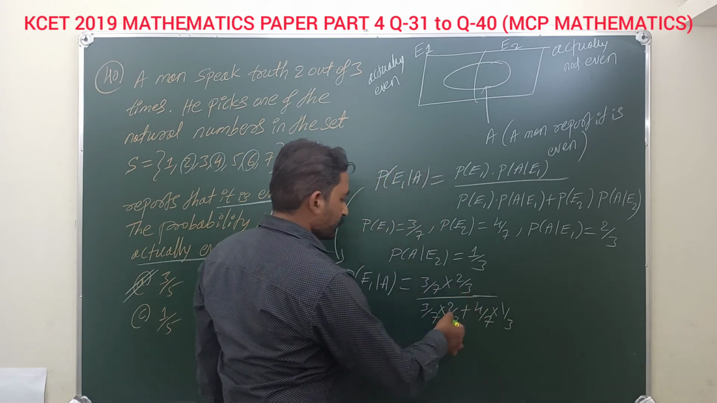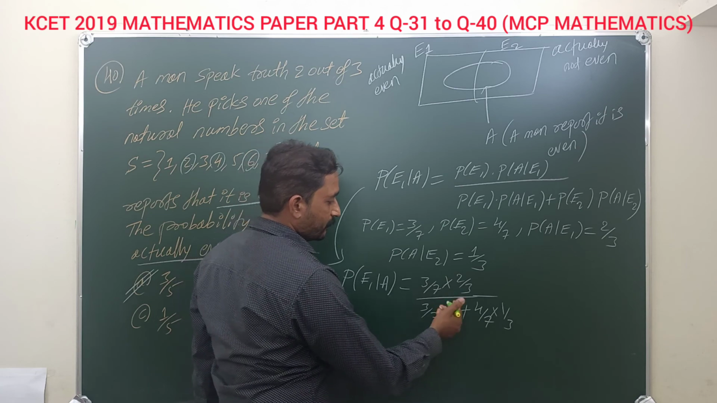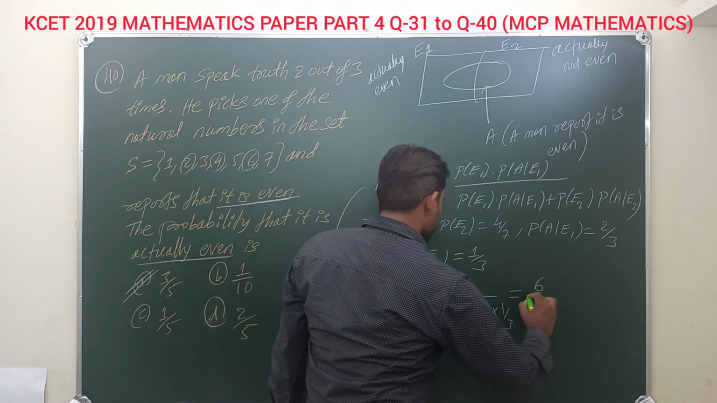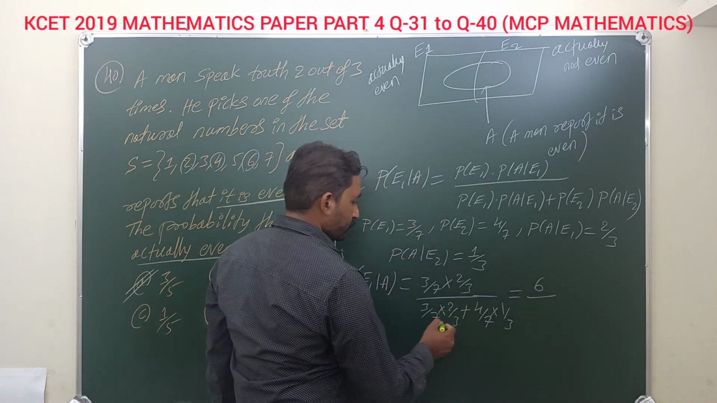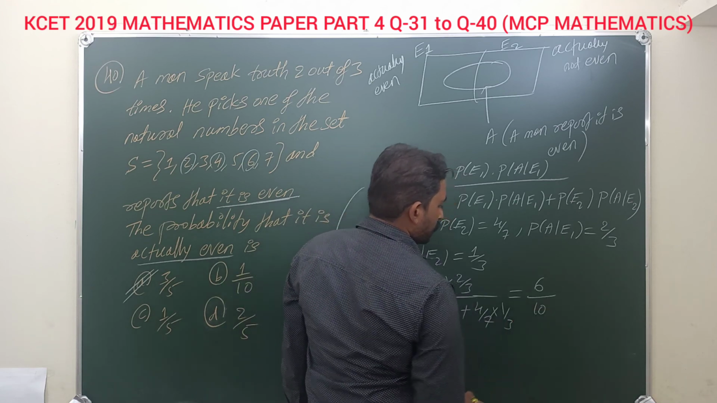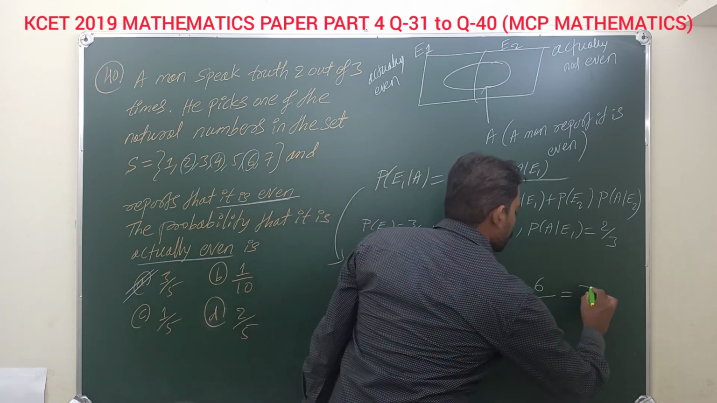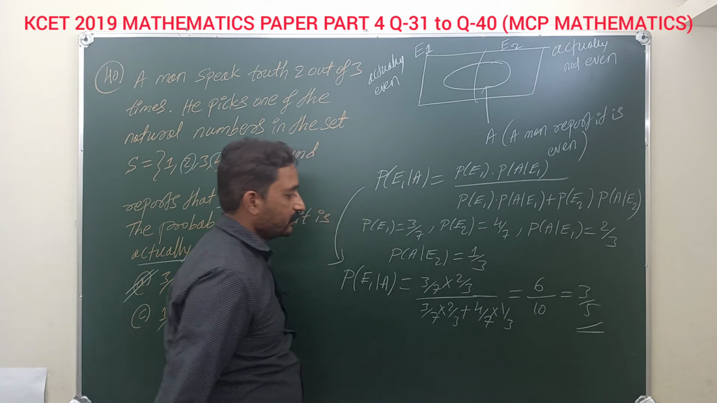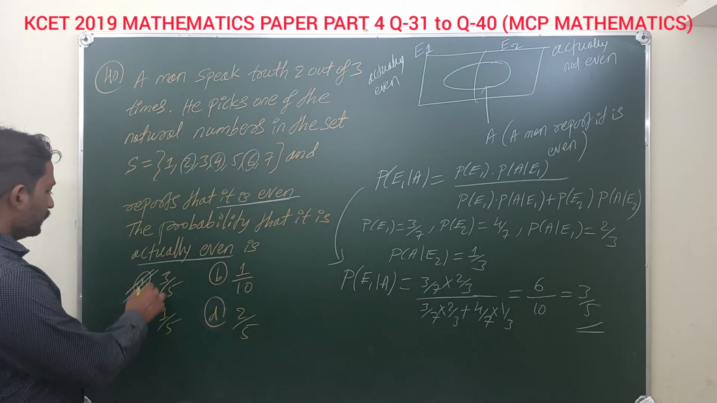Now 7 into 3 in both numerator and denominator cancel each other. It becomes 6 by, 3 2s are 6 plus 4 1s are 4, 10. Now 2 3s are 6 divided by 5 2s are 10. So 3 by 5 is the answer of this question.